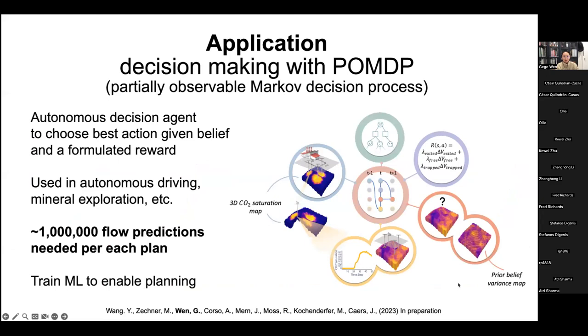When we optimize for these competing objectives, it is incredibly challenging for a human expert to do this, but we can use an autonomous decision agent to choose the best action given a belief and a formulated reward. This type of formulation is actually used in autonomous driving or mineral exploration. And we combine these machine learning simulation surrogates with these decision-making algorithms. These decision-making algorithms can make the best plan, but they require a really high number of forward simulations. In this case, it requires 1 million flow predictions for each plan. And by combining with the machine learning model, we're able to enable this.